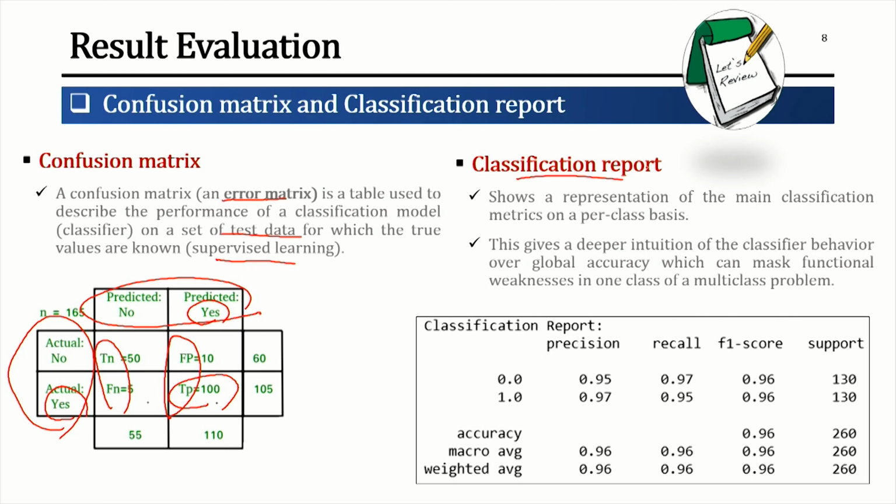And we have the classification report. It shows a representation of the main classification metrics on a per-class basis. This gives us a deeper intuition of classifier behavior over the global accuracy. So it lets us find whether we have some weakness on one class of a multi-class problem or not. Basically it gives precision, recall, F1 score, and one more feature we call support.